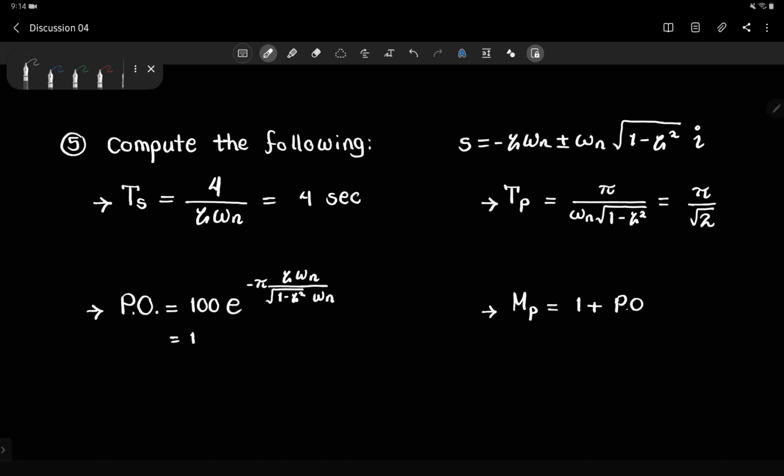This is just going to be 100 e to the power negative pi times 1 divided by square root 2, which is going to be equal to, let me compute it quickly, negative pi over square root 2, which is approximately 10.8%.